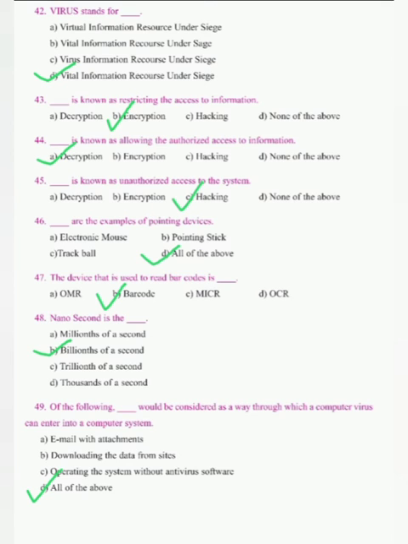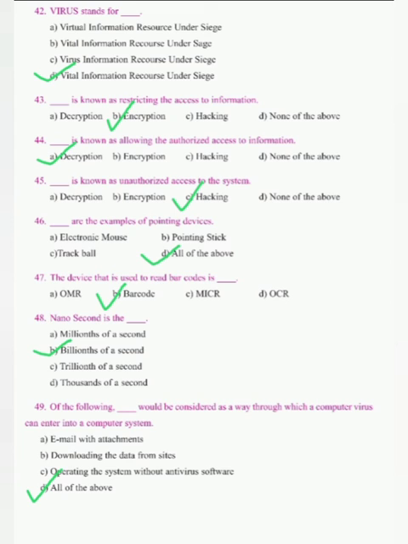Answer: encryption. What is known as allowing the authorized access to information? A. Decryption, B. Encryption, C. Hacking, D. None of the above. Answer: decryption. What is known as unauthorized access to the system? A. Decryption, B. Encryption, C. Hacking, D. None of the above. Answer: hacking. Which are examples of pointing devices? A. Electronic mouse, B. Pointing stick, C. Trackball, D. All of the above. Answer: all of the above.